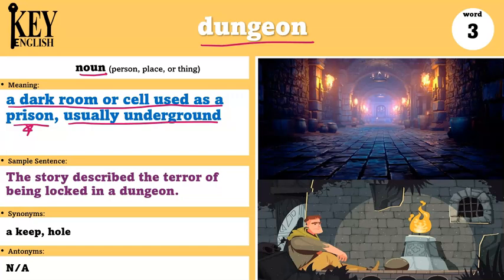This sample sentence says, the story described the terror of being locked in a dungeon. So as you can imagine, being locked in a dungeon might be very scary, so it might cause terror. Usually they're very dark and dirty, and when someone gets put in a dungeon, they might be there forever. So a dungeon is a dark underground room that's being used as a jail or a prison. Some synonyms are a keep and hole, and there are no antonyms for this word.